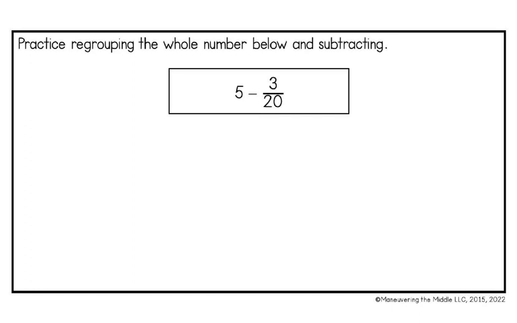All right, so our next example is 5 minus 3 twentieths. So I'm going to have 5 over 1 minus 3 twentieths. So I'm just going to rewrite that.